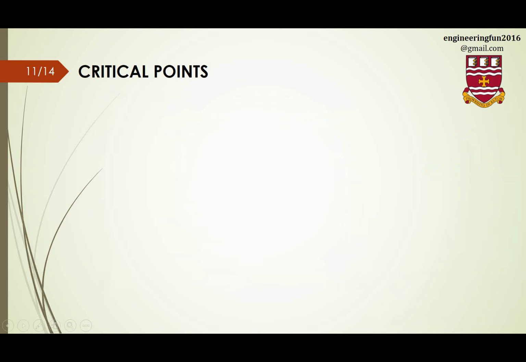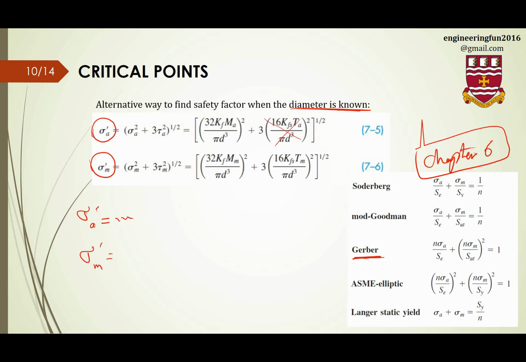So we said that Mm here is 0. So we just have this term. So we're going to find two numbers, whatever they are. For example, let's say this is 10, this is 20. Then I go here and I substitute sigma A prime and sigma M prime, and I'm going to find N based on this equation. These primes here show that we have a combination of loading on the specimen.